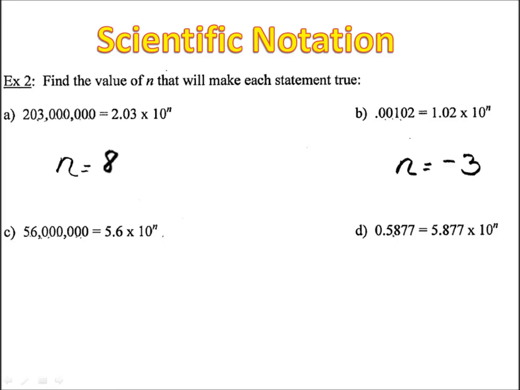Example B, we have 1.02 times 10 to the negative 3, so n equals negative 3. Example C, we have 5.6005 times 10 to the 7, so n is 7. D, 5.877 times 10 to the negative 1, so n is negative 1.